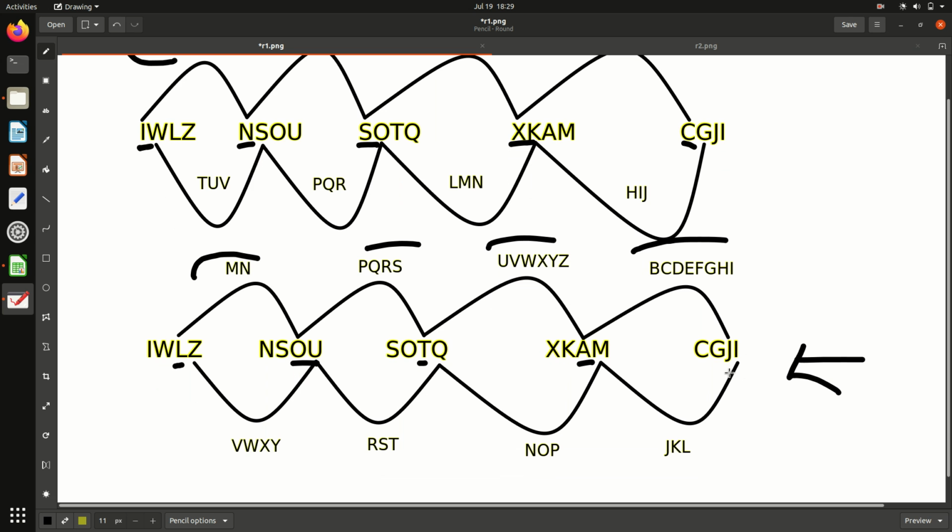So here also after I, J, K, L, then M, then N, O, P, then Q, after Q, R, S, T, then U, after U, V, W, X, Y, then Z.